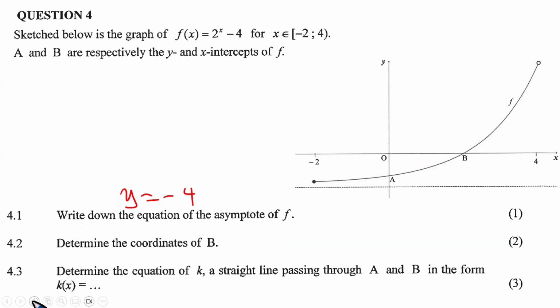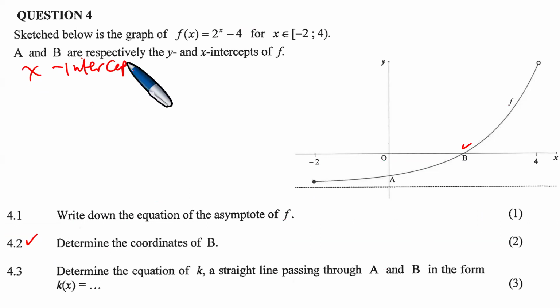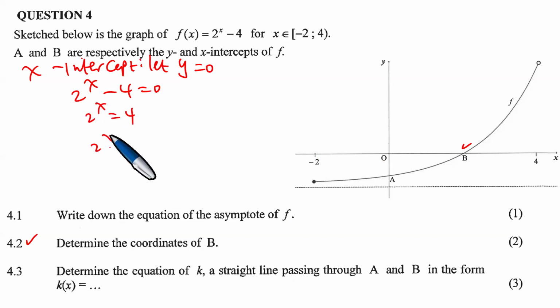Right, in the next question, 4.2, we want to determine the coordinates of B. B is this one here, which is the x-intercept. How do we find the x-intercept? We let y be 0 in the function, which means 2 to the x minus 4 equals 0. So 2 to the power x is 4, which is 2 to the 2, which means that x is 2. If x is 2 and y is 0, the coordinates of B are x is 2 and y is 0.